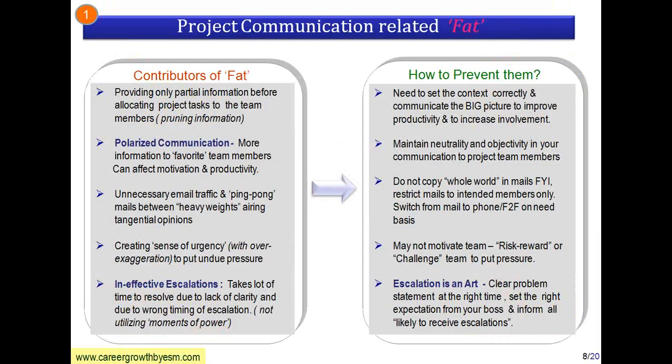So on the left side you can see what the contributors of this fat are and how you can really prevent each of the types of fat. Okay, this is all about how the manager or the team lead or the project lead really communicates with the team. So one thing is providing only partial information before allocating project tasks to team members. Pruning the information. Some people feel that, okay, I don't have to really give all the information to all the team members, let me prune.